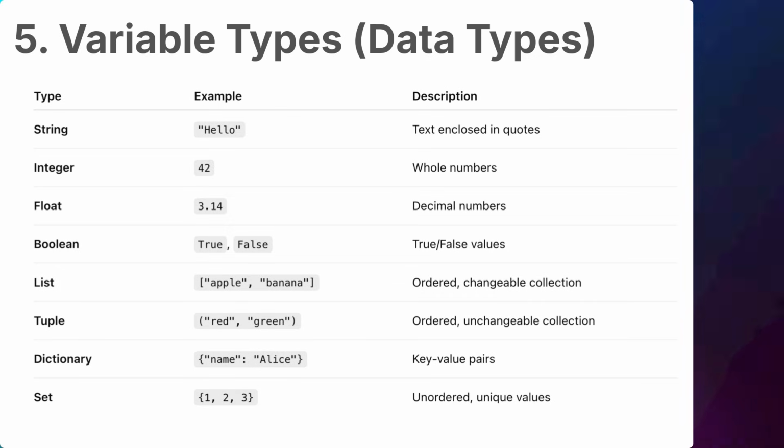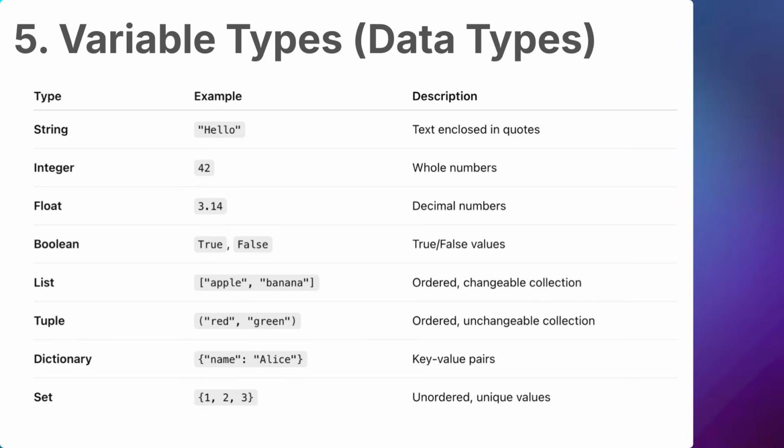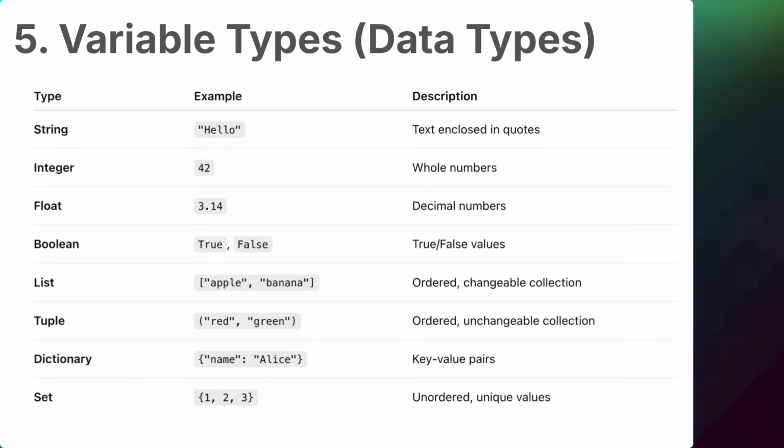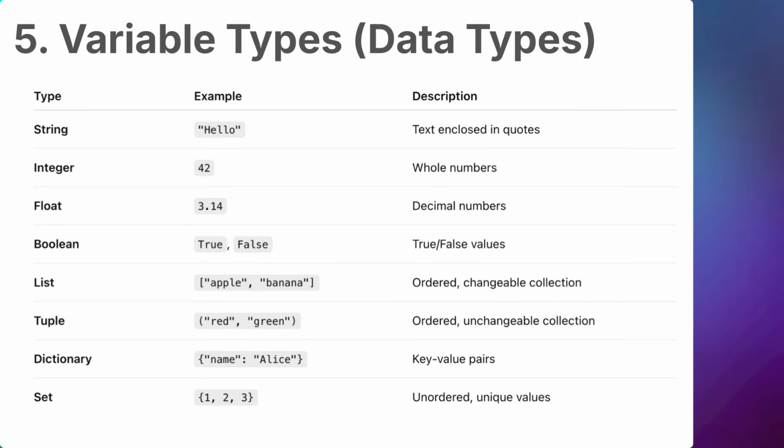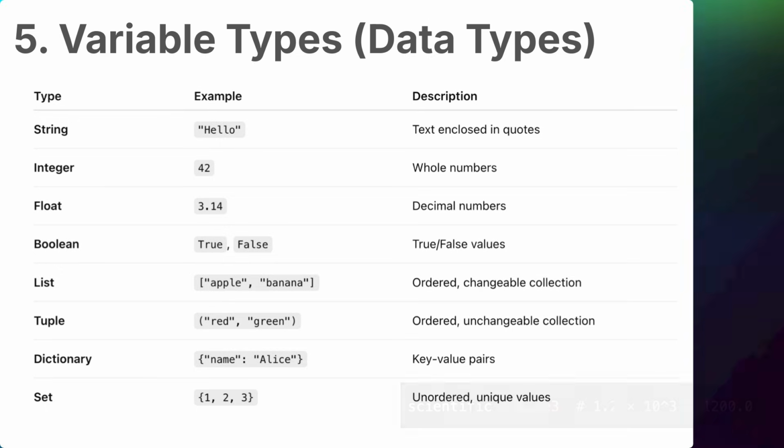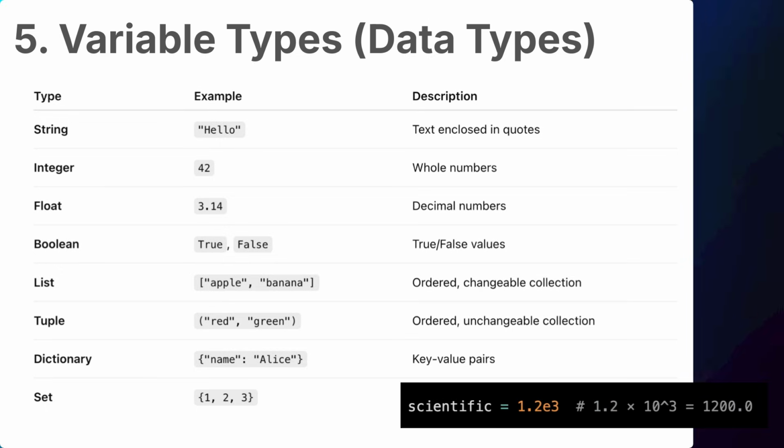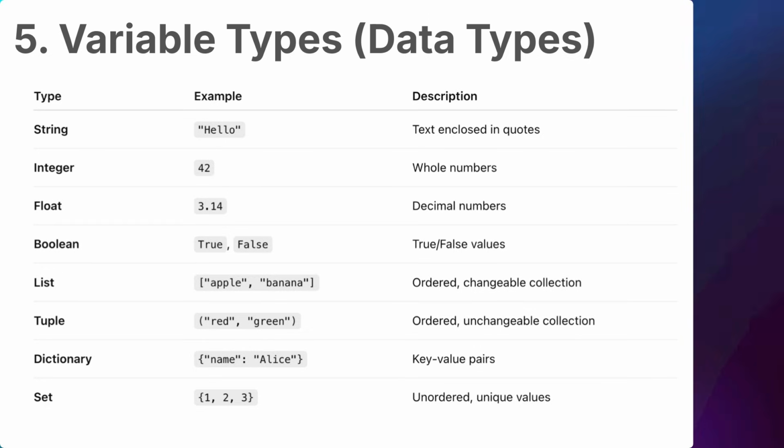2. Integer. Integers represent whole numbers, positive, negative, or 0. 3. Float. A float is a number with a decimal point or in scientific notation. It can be written in scientific notation using E like this. 4. Boolean. A Boolean represents only two values, true or false. It is mainly used in conditions and logical expressions.